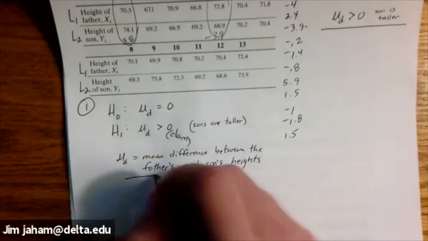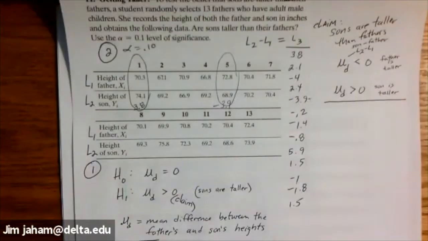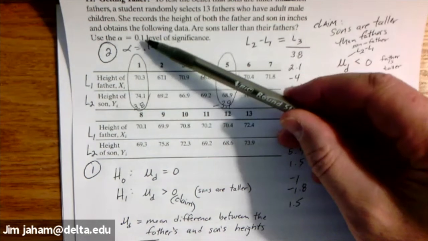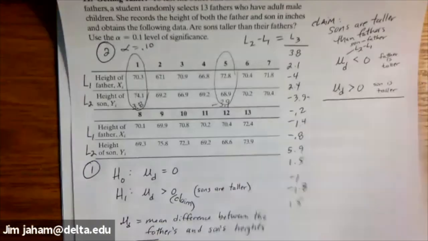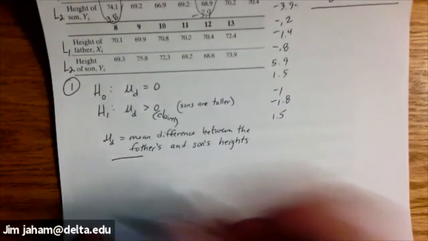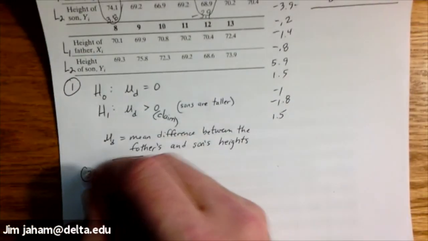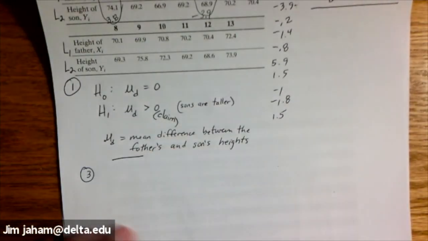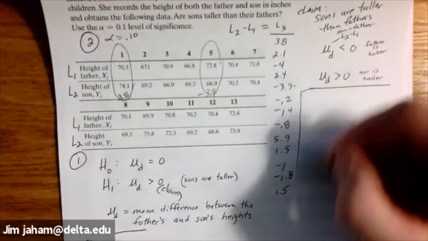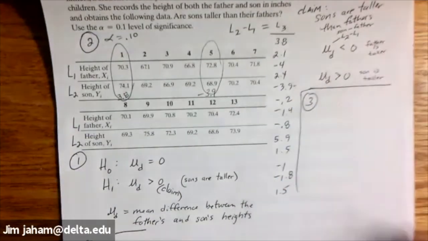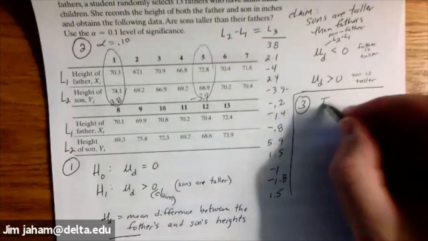Step 1. Step 2 is up here. Identify the level of significance right there in the problem, as it usually is. All right, then we're going to go to step 3. And maybe I'll do that one over here. We're going to run the t-test.